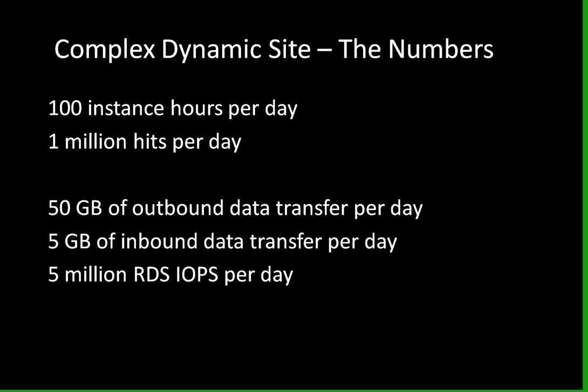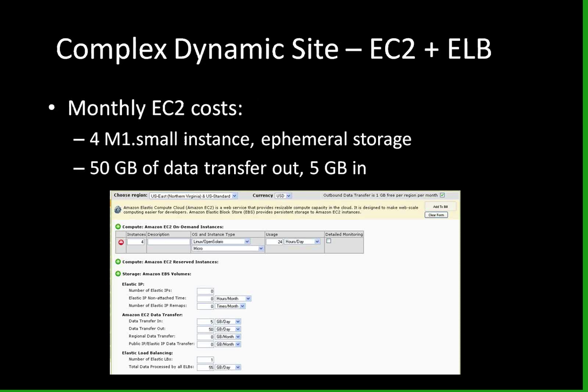So a little bit more multiplication, and we're going to be doing 50 gigabytes of outbound data transfer every day, and we're going to be processing 5 gigabytes of inbound transfers per day. And again, because we decided that we're going to do 5 IOPS per hit on the site, we're going to take the 1 million hits per day, multiply that by 5, and we'll get 5 million RDS IOPS per day. So now we start entering this into the calculator.